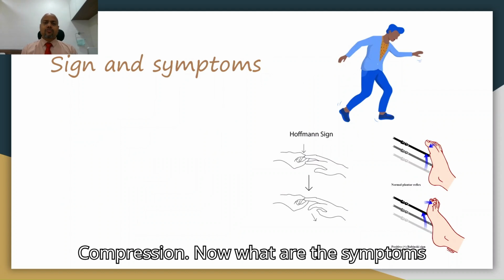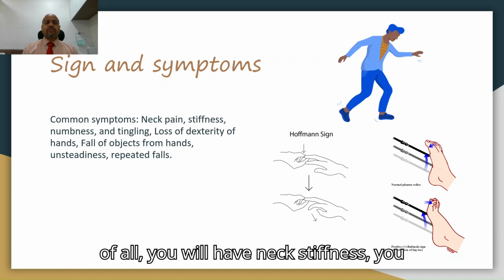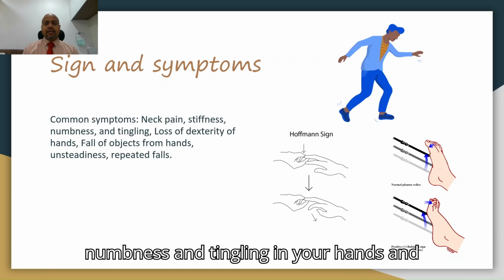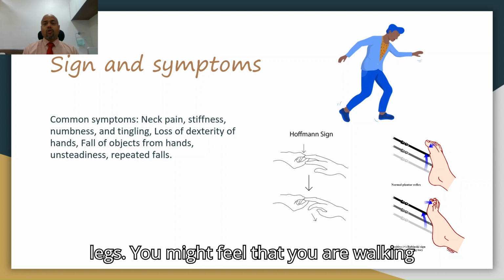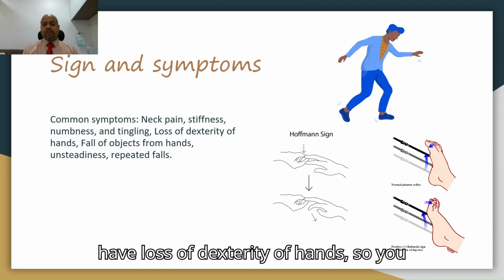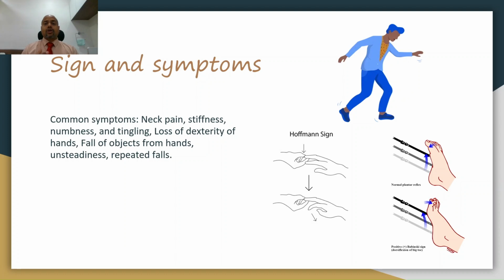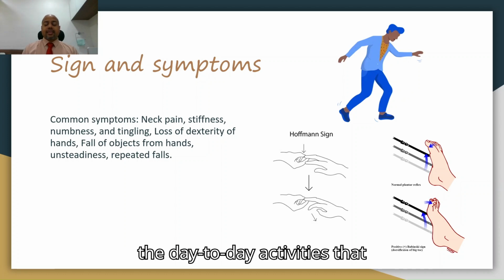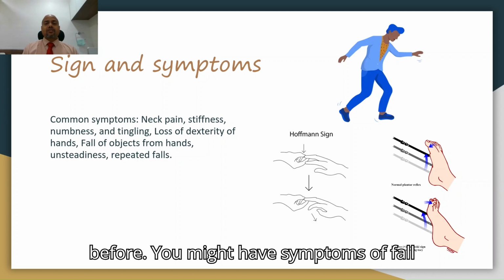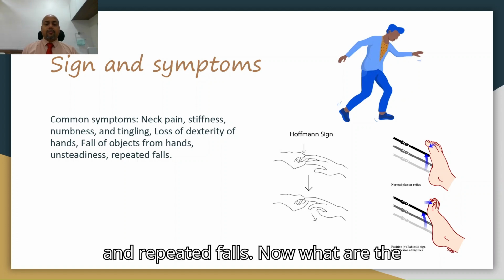Now, what are the symptoms you can have in cervical myelopathy? First of all, you will have neck stiffness, you will have neck pain, and you will have numbness and tingling in your hands and legs. You might feel that you are walking on cotton. Okay, you will have loss of dexterity of hands, so you will not be able to manage the day-to-day activities as efficiently as you used to before. You might have symptoms of objects falling from the hands, unsteadiness, and repeated falls.